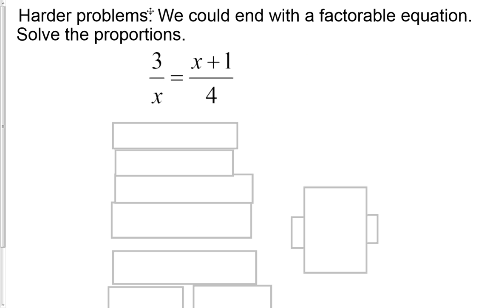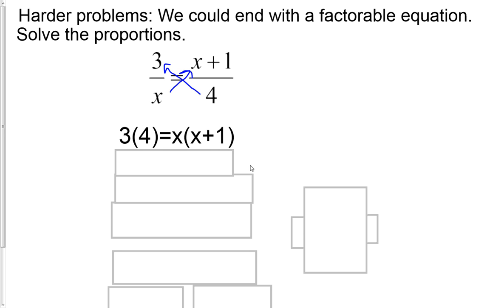Harder problems. Now note, these typically require an x times a piece that already has an x, and once we get an x squared, the way to solve is typically with factoring or using square roots. So these are going to be a little bit harder. 3 over x equals x plus 1 over 4, cross multiply, and we'll get 12 equals x times x plus 1, or x squared plus x, right? The x goes to both pieces.